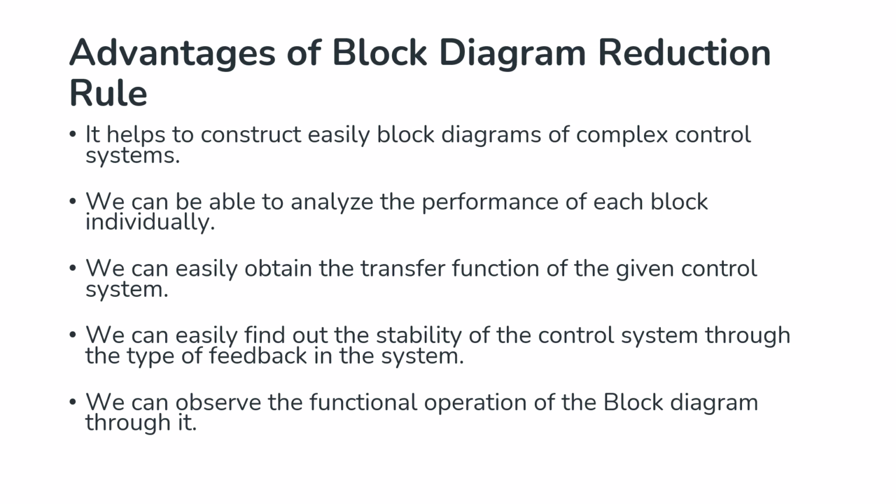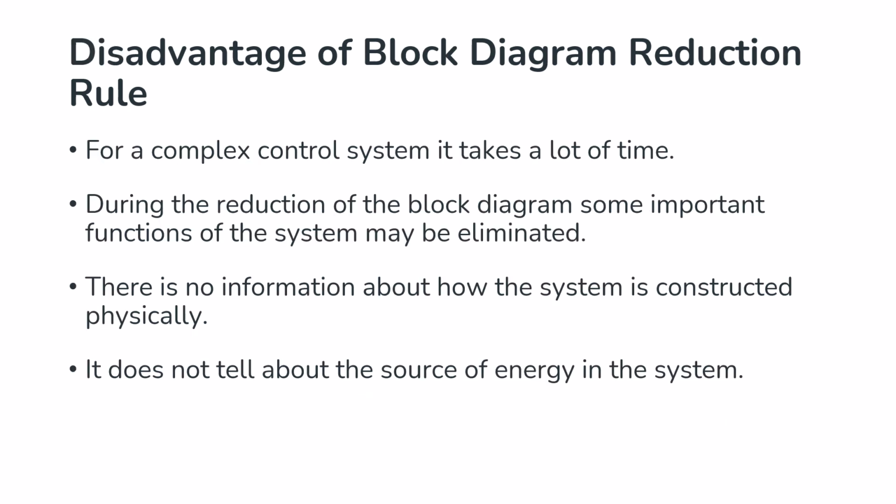Now, advantages of block reduction rules. It helps to construct the block diagram of a complex control system easily. We can analyze the performance of each block individually. We can easily obtain the transfer function of the given control system. We can easily find out the stability of the control system through the type of feedback in the system. And also we can observe the functional operation of the block diagram through it.